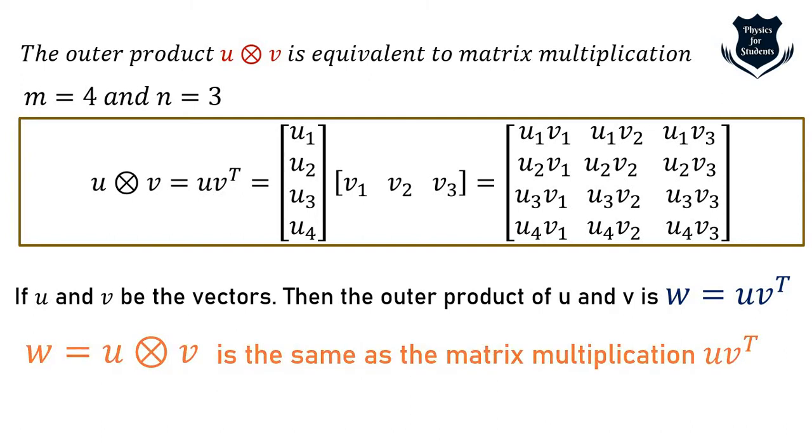This is something really important to know: the outer product of two vectors, if you consider two vector spaces u and v, is equivalent to the matrix multiplication given here. You multiply u by v1, v2, v3, it gives this matrix, and u and v being vectors, the outer product is a kind of transpose.